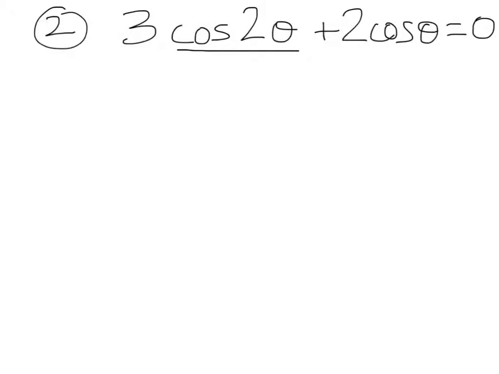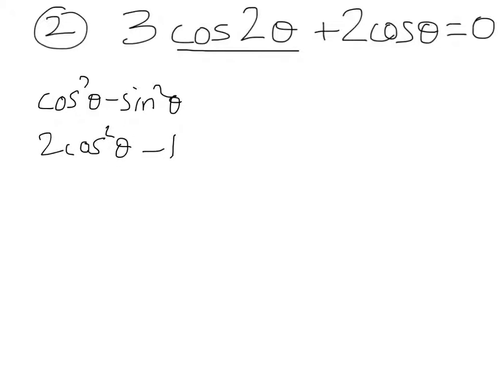Now for cosine 2 theta, we actually have 3 different options. We have cosine squared theta minus sine squared theta. We have 2 cosine squared theta minus 1, and we have 1 minus 2 sine squared theta. So we have 3 different possibilities with which we can replace cosine 2 theta. Now, how do you choose wisely from these 3?